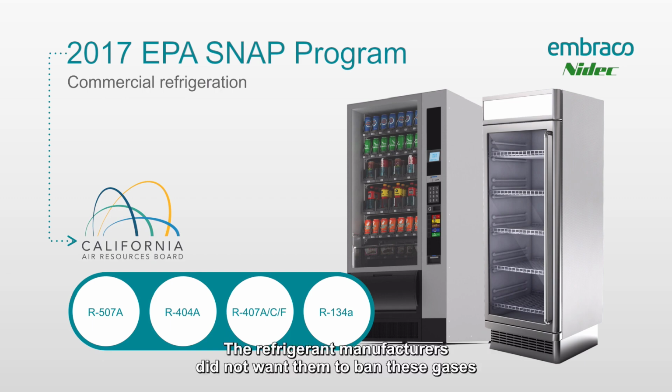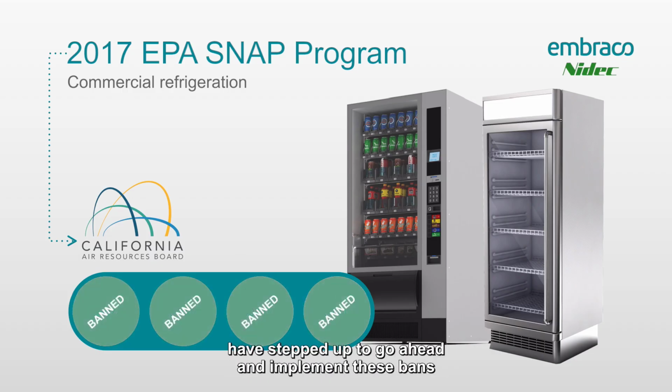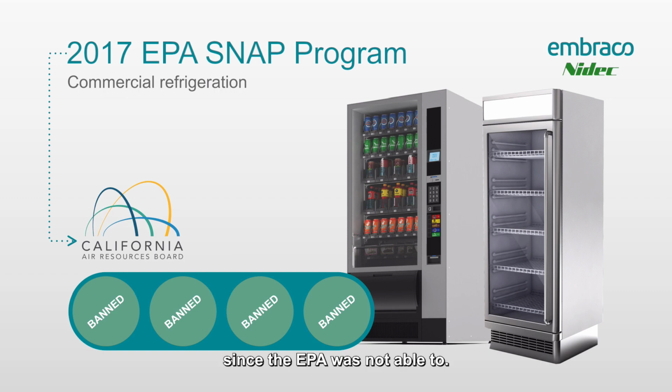The refrigerant manufacturers did not want them to ban these gases, and it was decided in court that the refrigerant manufacturers were correct, and the EPA was actually shut down from using the SNAP program to ban these gases. The deciding judgment said that the SNAP program could only be used to bring new gases into this industry and not to deregulate current gases. What ended up happening is some states like California and Washington, and even full countries like Canada, have stepped up to go ahead and implement these bans since the EPA was not able to.